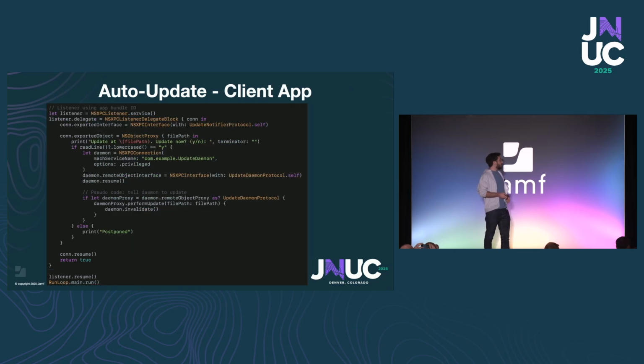This is how the client app can look like. Again, if we skip the boilerplate, it just initiates an XPC client. It receives a message. It checks. It asks the user, do you want to update now? If yes, send a message to the LaunchDaemon. If not, then just don't do anything, just skip it.